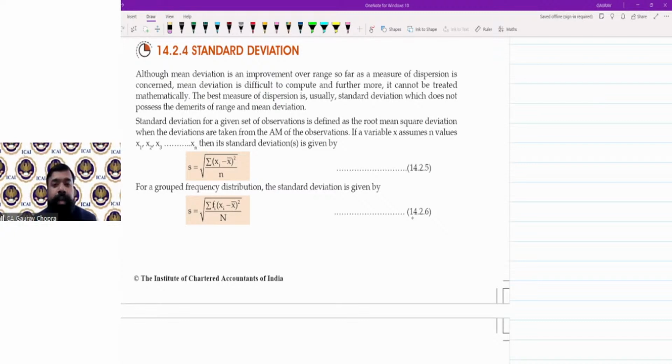Welcome back again to the second session of the chapter Measures of Dispersion. In the last session, we completed the topics range and mean deviation. So in today's class, we are going to discuss standard deviation and quartile deviation.